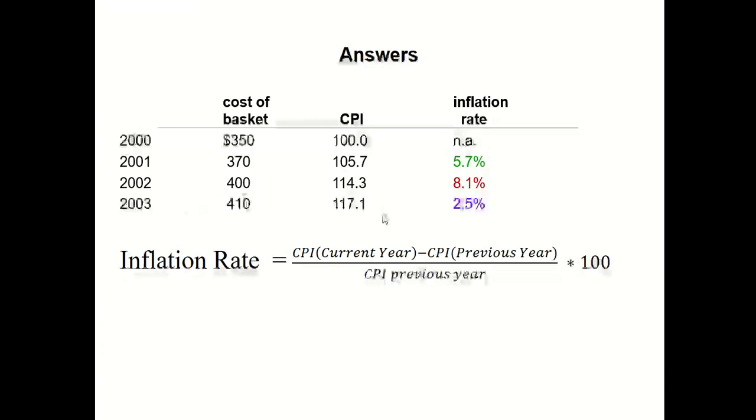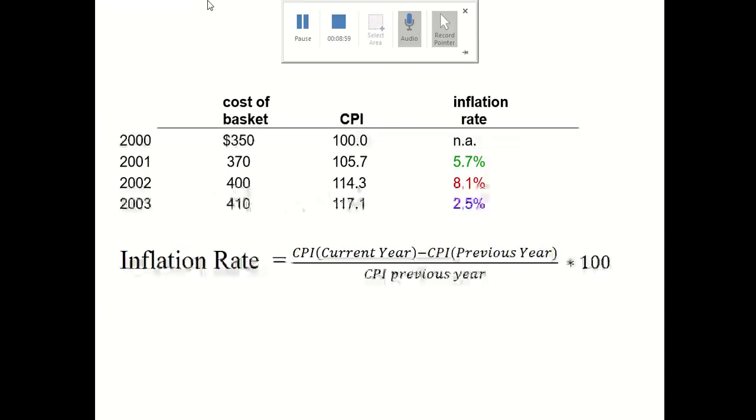In order to calculate CPI for year 2002, again 400, that is the cost of basket in that current period, that is for year 2002, divided by 370, that is the base year, and then multiply it with 100. So we get 114.3, that is CPI for year 2002.